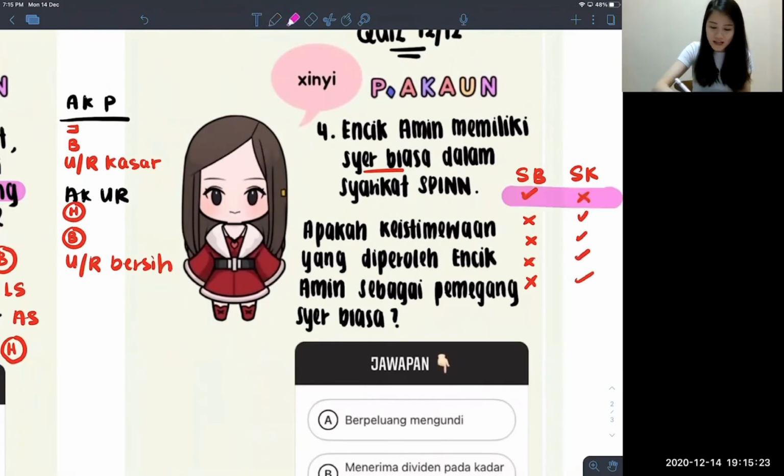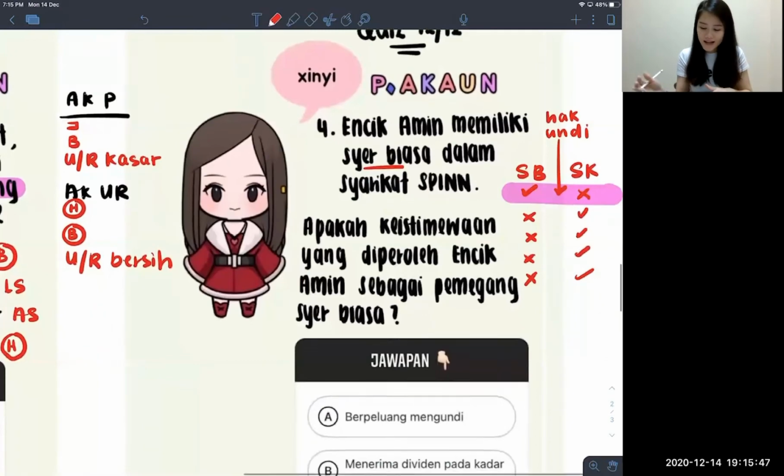The same ciri that they share, which is actually hak mengundi. So do you all know what is the meaning of undi? Undi means to vote for the next pengarah, the next lembaga pengarah. So among saham biasa and saham keutamaan, your saham biasa only has the right to vote, while SK only invests money into the syarikat berhad, which is to buy the shares.